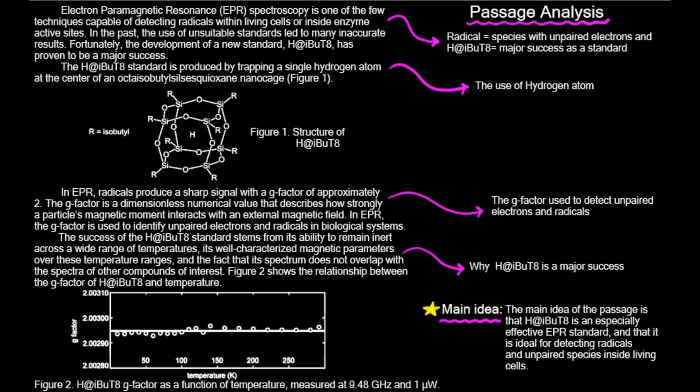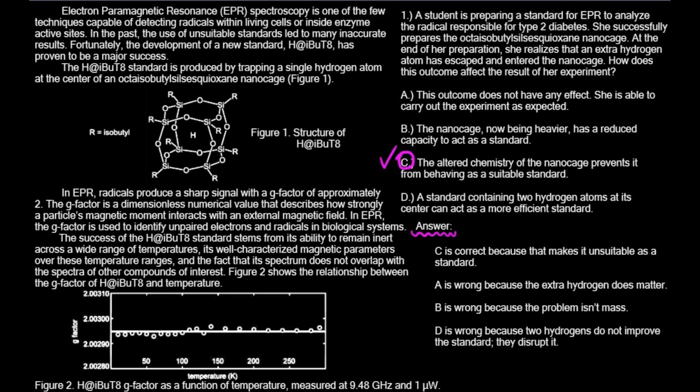Let's move on to the questions and see how we can answer those questions together. So here's question number 1. It read, a student is preparing a standard for EPR to analyze the radical responsible for type 2 diabetes. She successfully prepares the octoisobutyl nanocage. At the end of her preparation, she realizes that an extra hydrogen atom has escaped and entered the nanocage. How does this outcome affect the result of her experiment?